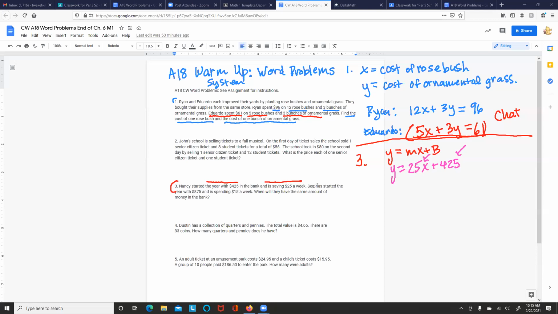Okay, now Seamus is starting the year with $875 and spending $15 a week. I didn't read that the first time I read this morning. So he's spending, not saving, but spending $15 a week. So go ahead and write an equation for Seamus, guys. Okay, another y equals mx plus b for Seamus, and please type it in the chat.